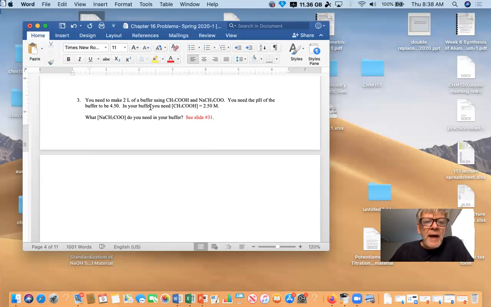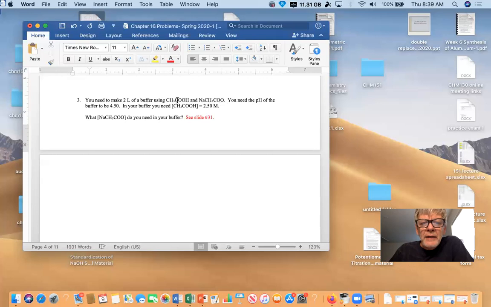So we have a buffer. And so we've got two chemical compounds. This chemical compound, this chemical compound. We know it's an acid base. So when we have two chemical compounds, see if they have any relationship.